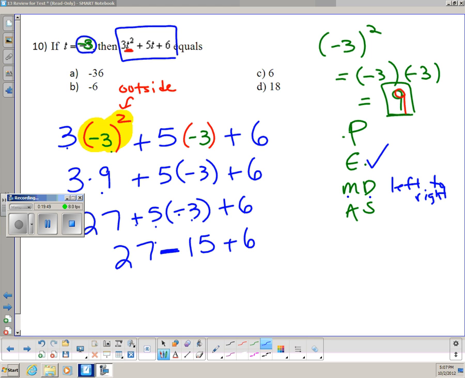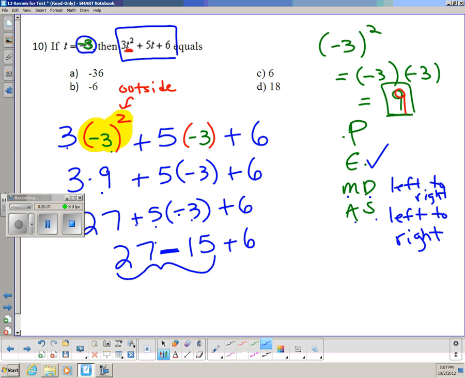And now I have addition and subtraction that I must do from left to right. So that's kind of the way you read. So if I start from the left, I have 27 minus 15. That comes first. 27 minus 15 is 12. Bring down my plus 6. And 12 plus 6 is 18. So 18 is the final answer, choice D.